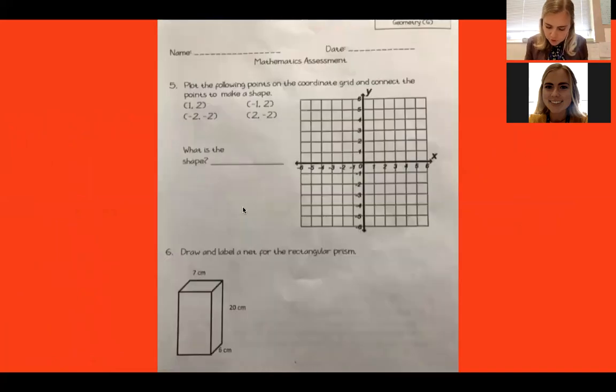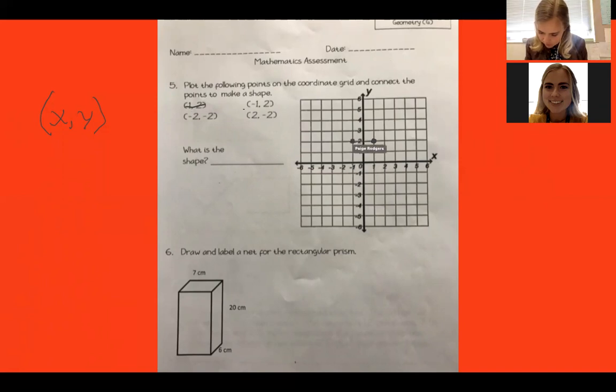Okay, it says plot the following points on the coordinate grid and connect the points to make a shape. So the first one, remember we go X, comma, Y. X, then Y. X, then Y. So +1 on the X, +2 on the Y. That's that one. -1, 2. So -1 on the X, +2 on the Y.